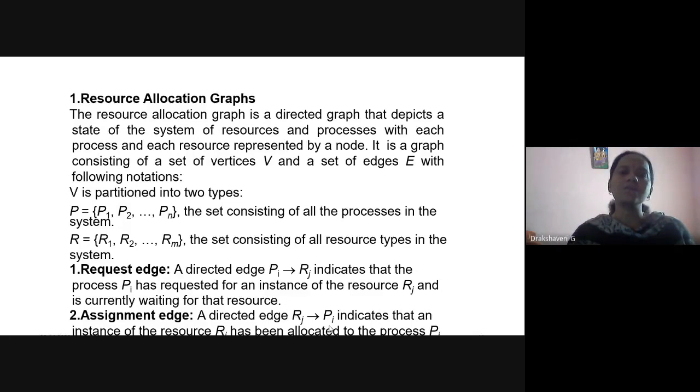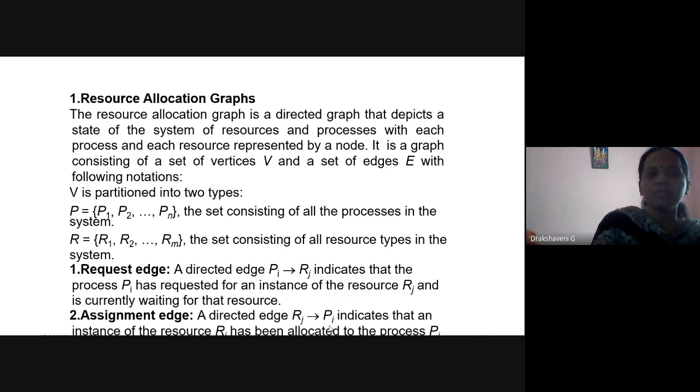First one, the resource allocation graph. The resource allocation graph is a directed graph that depicts the state of the system of resources and processes, with each process and each resource represented by a node. A graph consists of a set of vertices V and a set of edges E with the following notations. V is partitioned into two types, P and R. What is P? P is the set of processes: P1, P2, P3, like that up to Pn. And R is the set consisting of our resources.